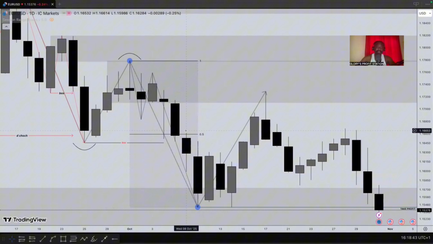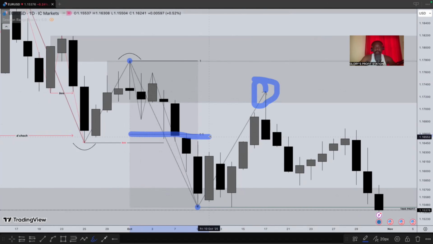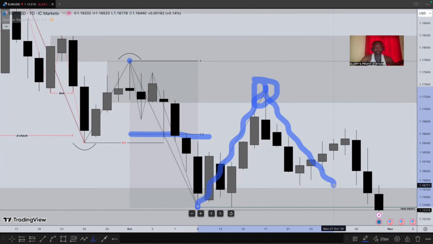And premium price, in the Fibonacci, is above the equilibrium level. So first of all, the first confluence that we have, giving us confidence that the market is going to come into this area here and sell, is the fact that this level is above the equilibrium level. We definitely want the market to push into premium price so we can sell. When we're talking about buying, we want the market to push into discount price so we can buy.